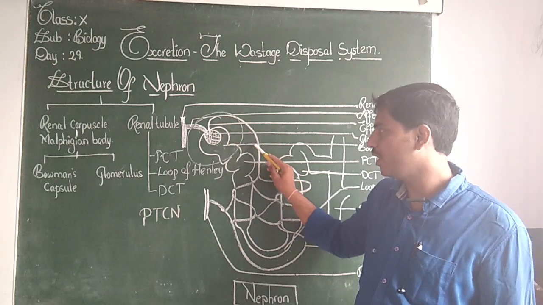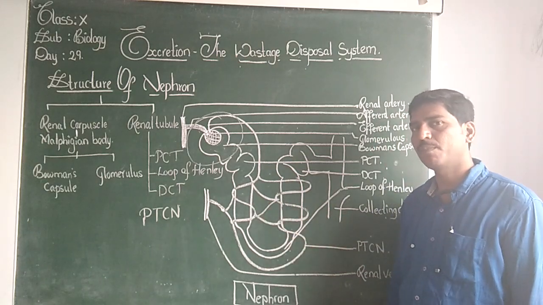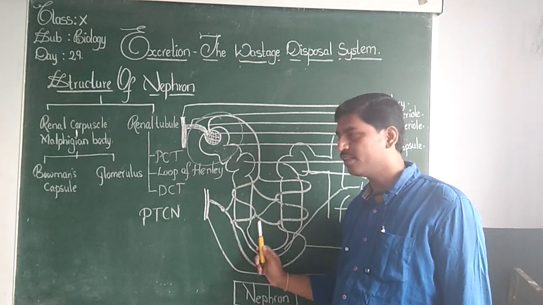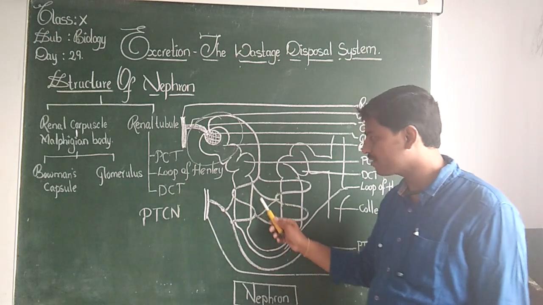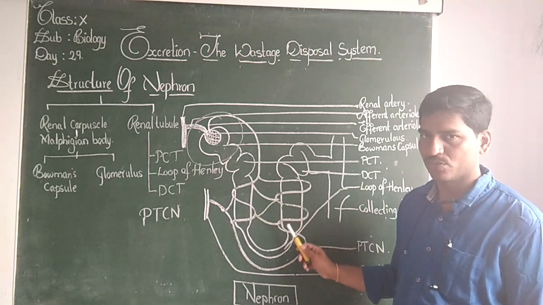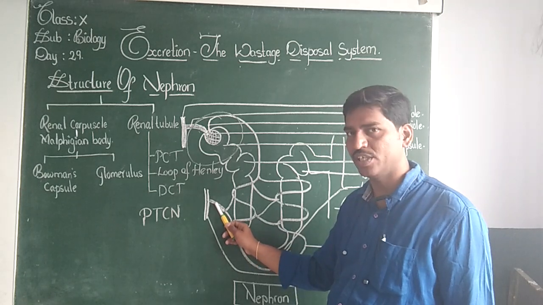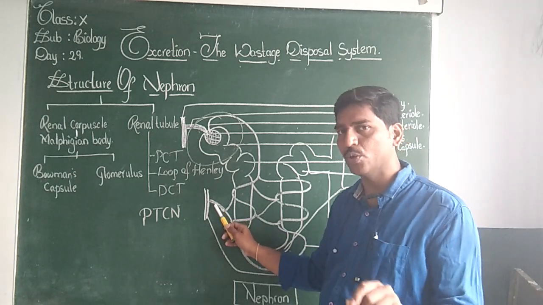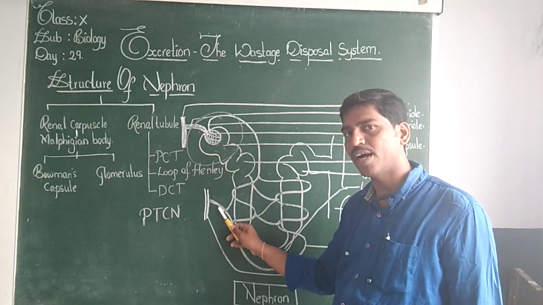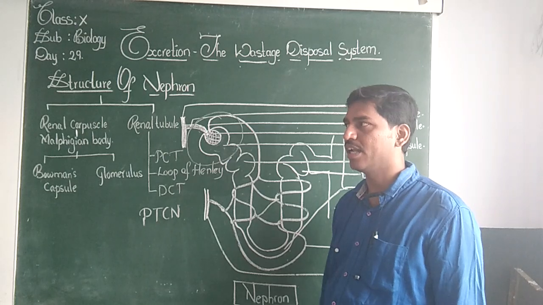This efferent arteriole forms the peritubular capillary network. Peri means outside, and tubular refers to the tube, so it surrounds the outside of the tube. These are capillaries arranged like a network, so we call it the peritubular capillary network. All these peritubular capillaries rejoin each other to form the renal venule. The renal arteriole gives rise to the branch, and the renal venule is formed by the joining of all these capillaries. This renal venule joins the renal vein.